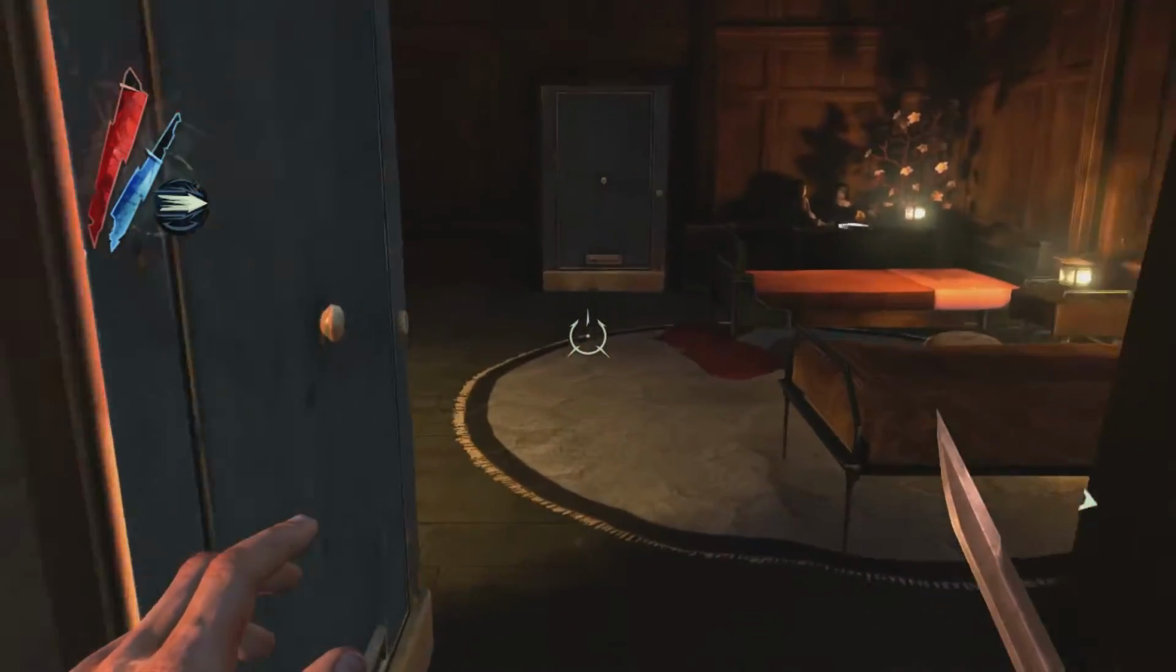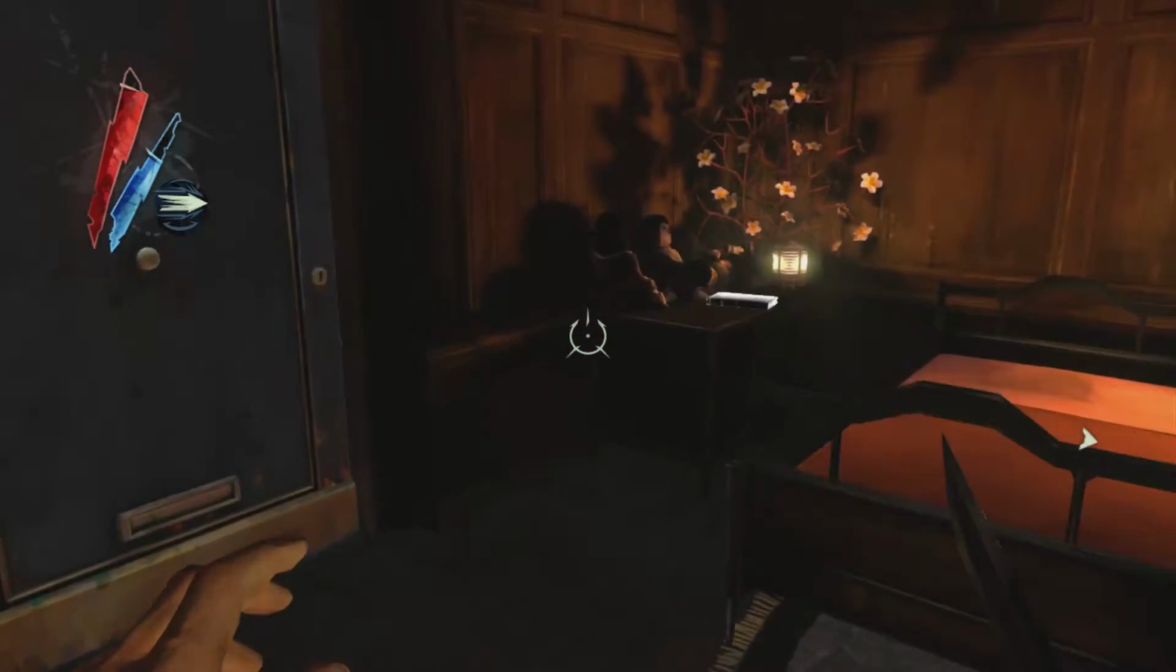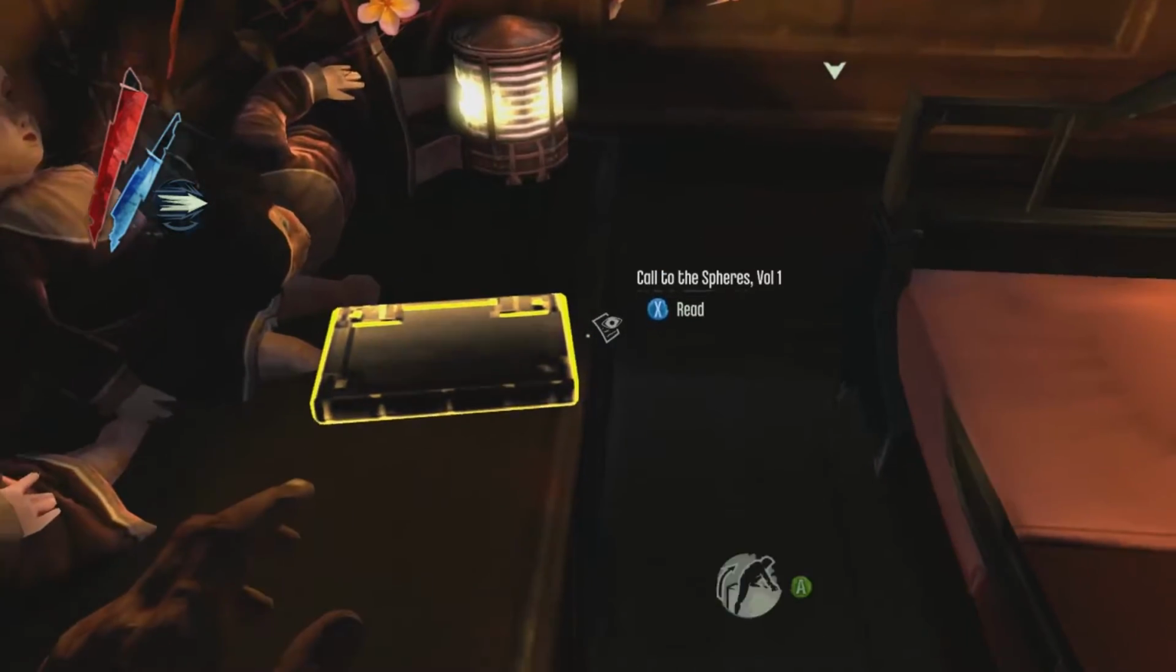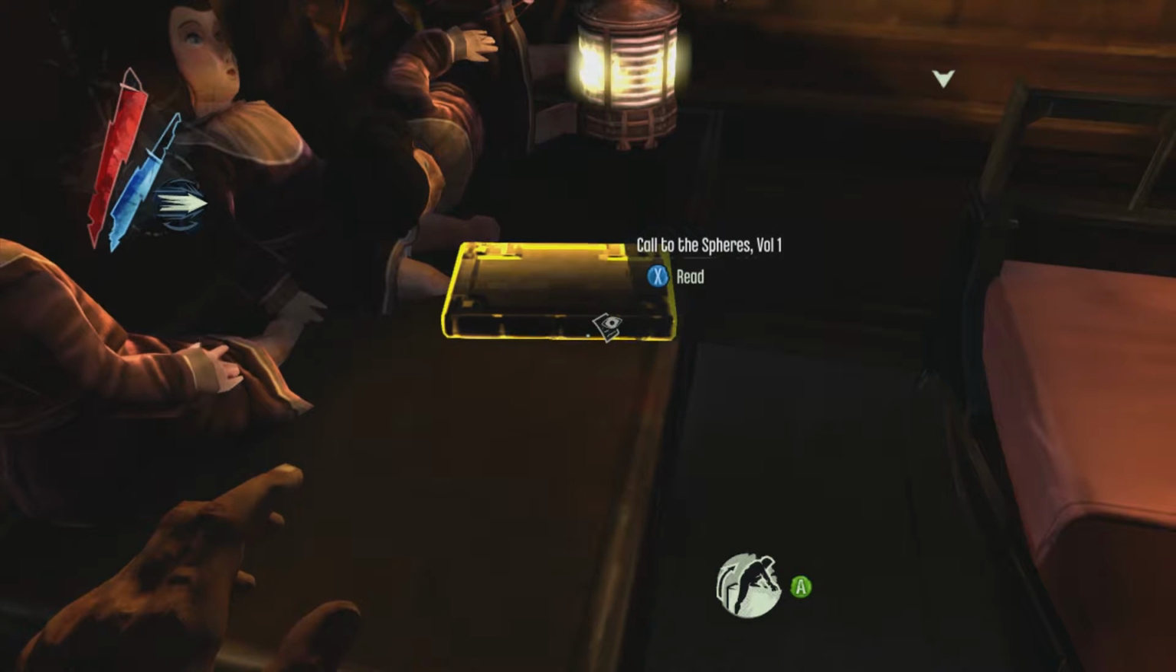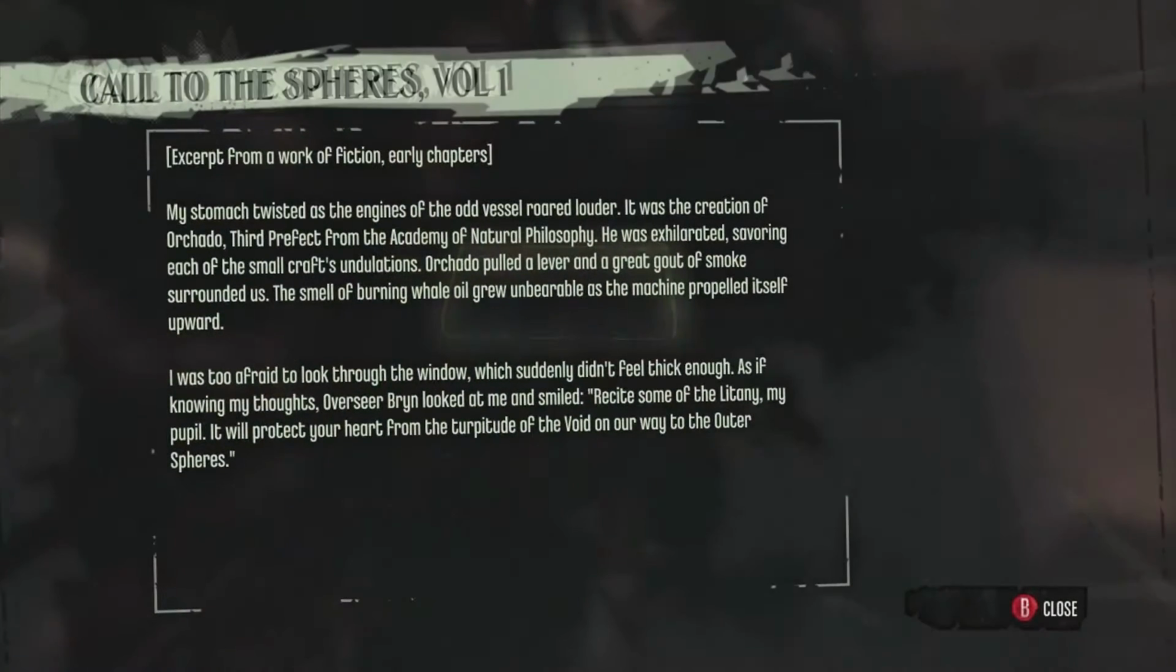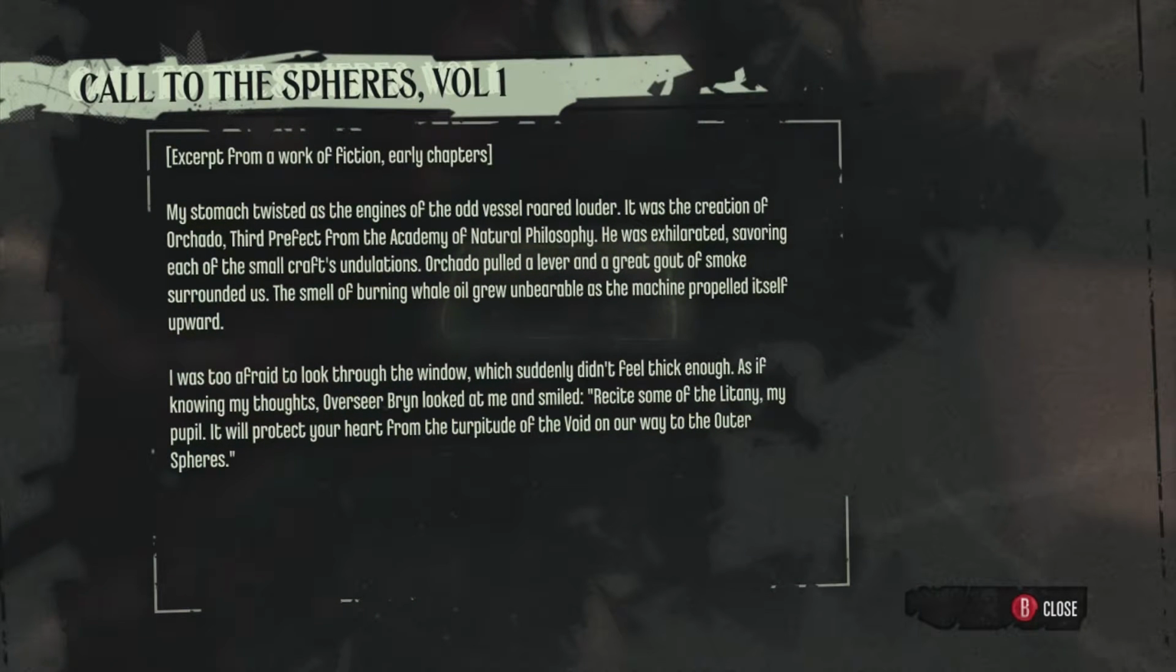I think it's one of the interesting ones about space and other dimensions. Call to the Spheres, Volume 1. An excerpt from a work of fiction, early chapters.